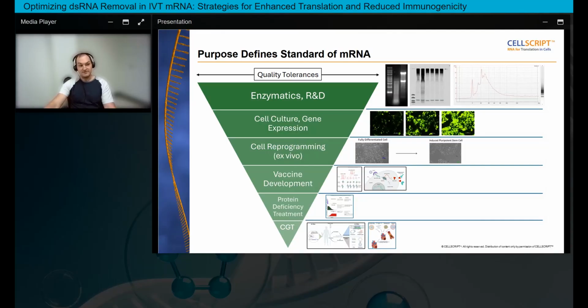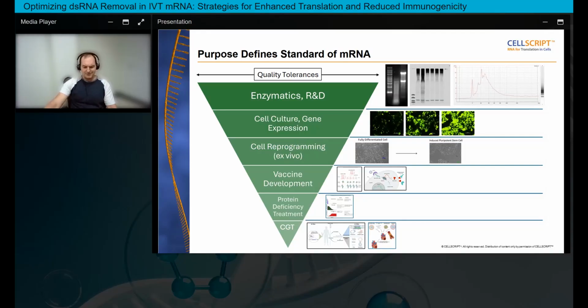Cell reprogramming is very sensitive to stuff like double-stranded RNA because it requires exact dosages. It requires everything to be very exact. And when the cells are actively fighting what they view to be a viral infection while trying to be reprogrammed for a specific cell type, it does not work out very well. Sometimes it makes things difficult. Sometimes it makes things impossible.